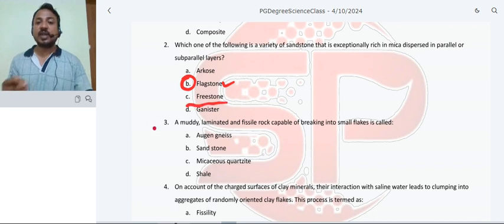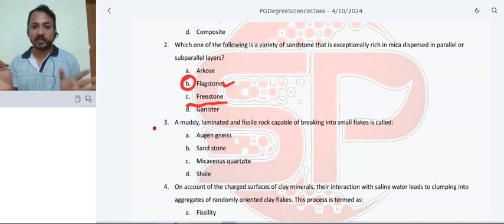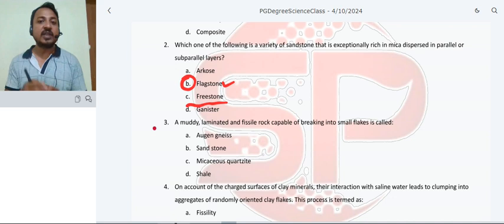Then freestone. It is a type of rock which consists of very fine grain and it can be cut in any direction. Unlike flagstone, which breaks in a particular direction, freestone is named so because you can cut it in any direction. You can give any shape to it. So it is freestone.